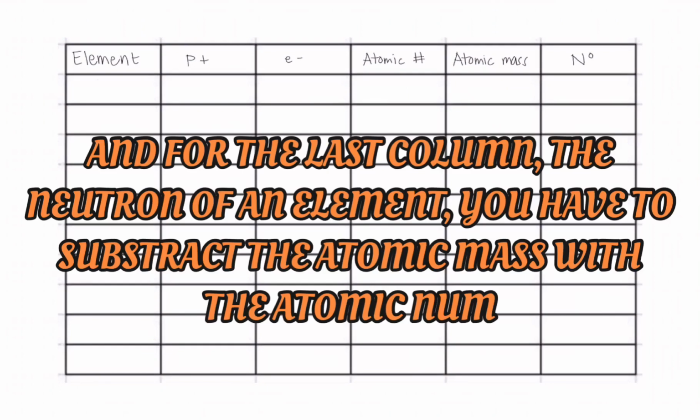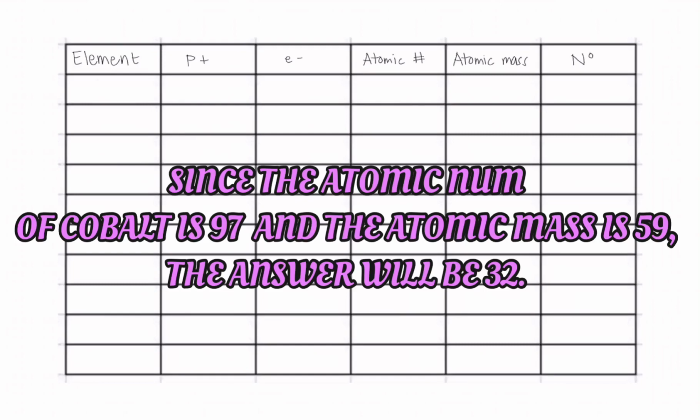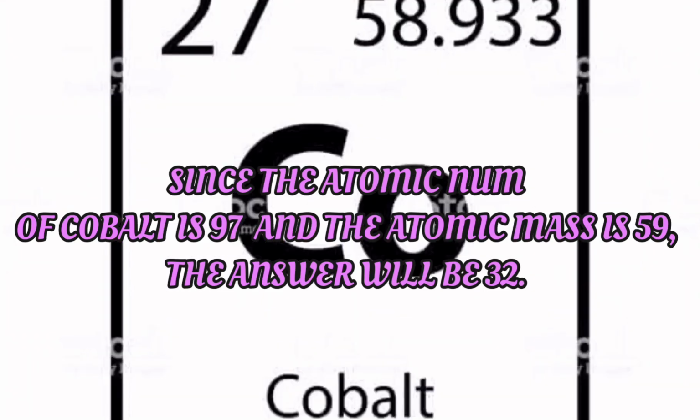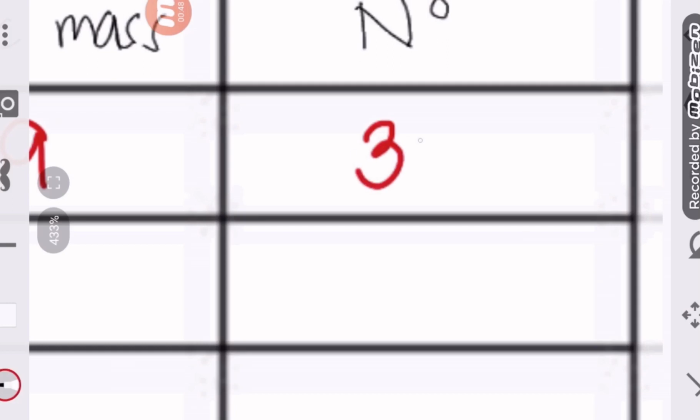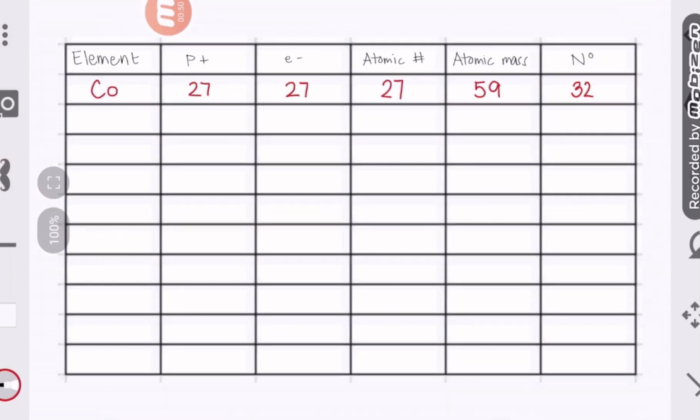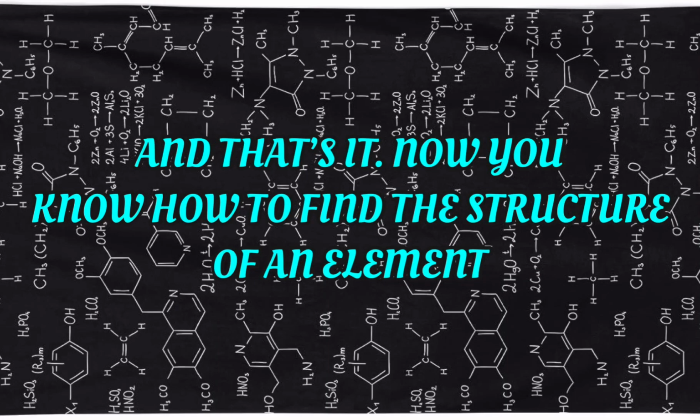And for the last column, the neutron. To get the neutron of an element, you have to subtract the atomic number from the atomic mass. Since the atomic number of cobalt is 27 and its atomic mass is 59, the answer will be 32. You can now answer your column 5. And that's it! Now you know how to find the structure of an element.